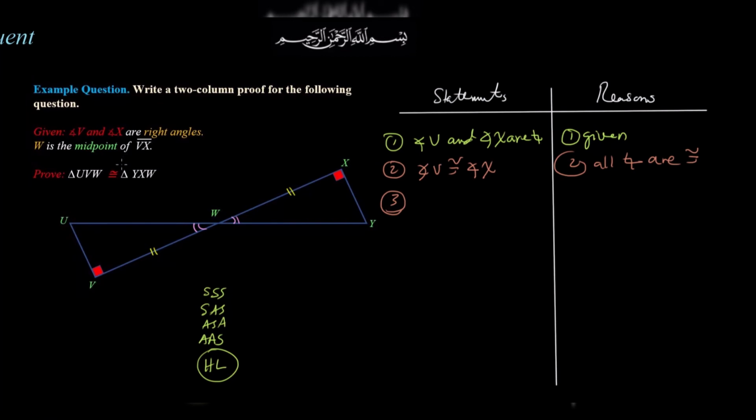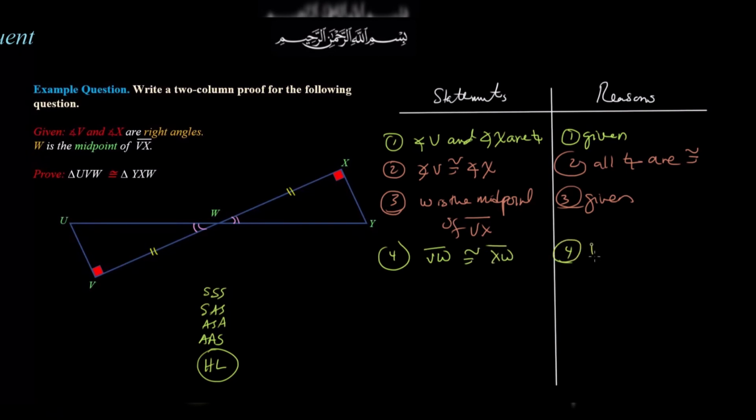So now number 3. Then we say W is the midpoint of segment VX. This is also given information. And from here we can conclude that segment VW is congruent to segment XW, from the definition of midpoint. All right, we got that.